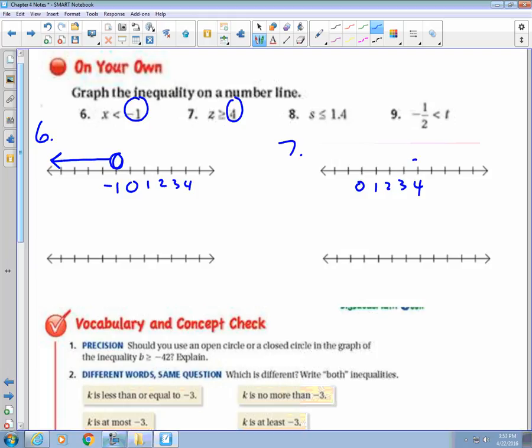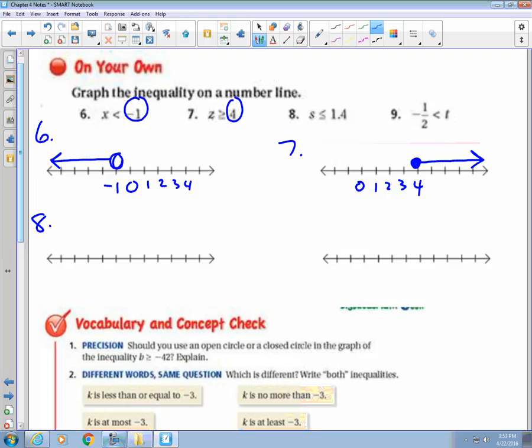So that means I'm going to put a closed circle on the 4. And all the solutions are greater than or equal to, so greater than means they're going to the right. Bigger than. All the numbers to the right of 4 are bigger than 4. And 4 also makes it true. All right. Number 8 down here.